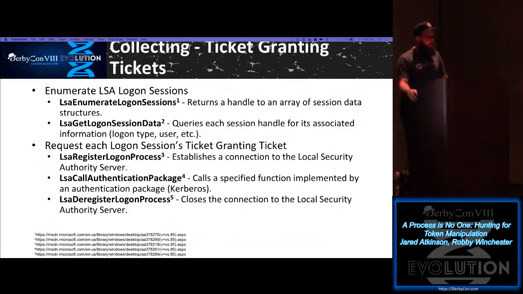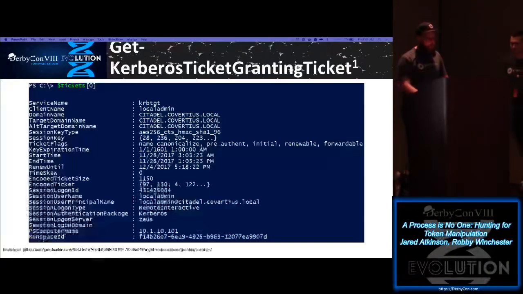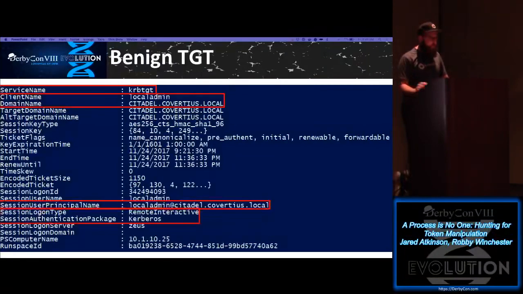And then for ticket granting tickets, we're going to enumerate the logon sessions. Ticket granting tickets are associated with every logon session that's performing Kerberos authentication. And then we're going to go ahead and just query the ticket itself. And so we have get Kerberos ticket granting ticket, which gives us a bunch of information, such as what type of ticket it is. KRB TGT indicates that it's a ticket granting ticket. We see the client, local admin, and the domain.